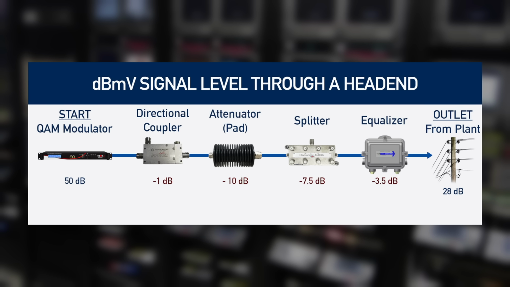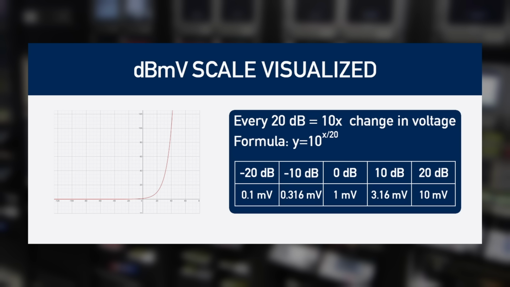For cable, the ideal is about 0 decibel millivolts, with an allowed variance of plus or minus 10. Decibel millivolts is a logarithmic scale, meaning that negative 10 decibel millivolts equates to 0.316 millivolts. Next, we will head to the stream map.